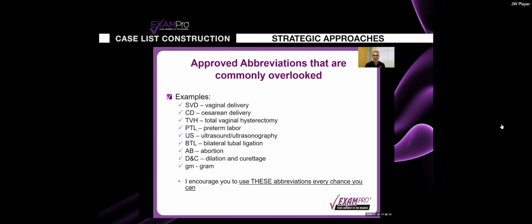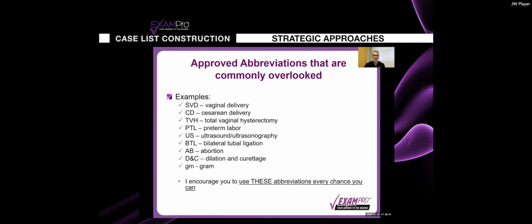Now, one of the other prerequisites on your GYN list is that when you do a hysterectomy, ABOG asks that you list the weight of the uterine specimen. Some people don't know that, so I'm going to point that out, make a note to yourself there. And when you do list that weight, use the abbreviation GM for grams. That's ABOG's approved abbreviation for gram, GM. So I encourage you to use these abbreviations every chance you get. And I love it when I see a candidate who's already doing that when I'm doing a review of their case list.